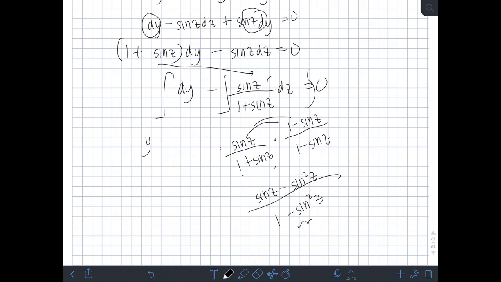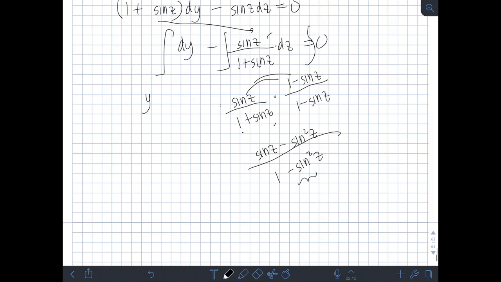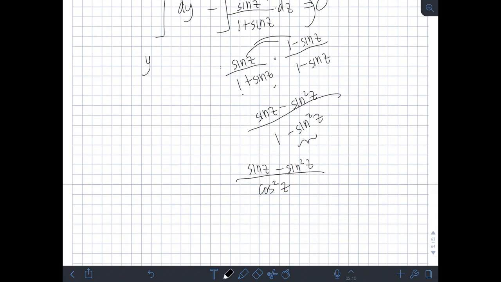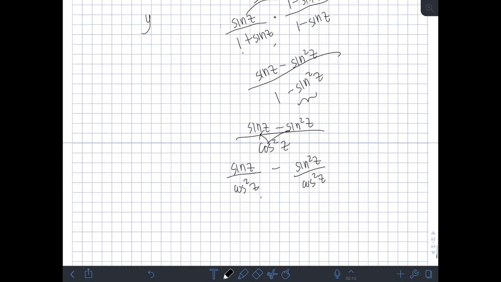Right? Tapos, apply natin dito yung identity. Yung 1 minus sine squared z equal siya saan? Cos squared z, right? Yung Pythagorean relation. So, therefore, we have sine z minus sine squared z over cos squared z. Tapos, saka natin i-distribute si cosine squared z. So, magiging sine z over cosine squared z minus sine squared z over cosine squared z. So, ito, pwede na natin integrate, right? Anong substitution? Let u is equal to cosine z kasi derivative niya is sine z.